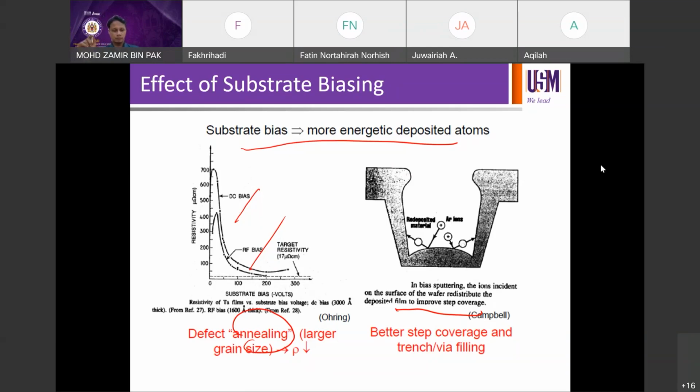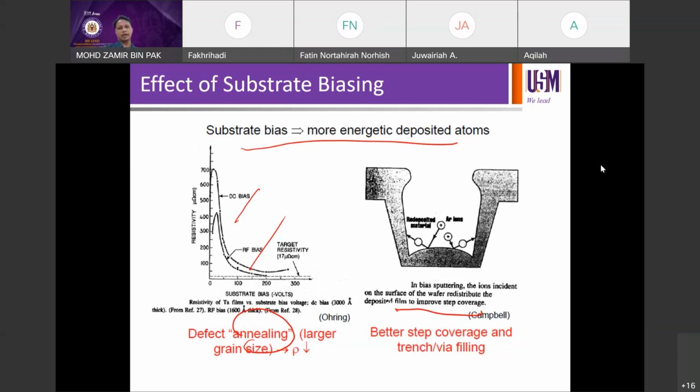So bila you introduce biasing, the bombardment of Ar plus to your sample can also result in high temperature punya nature. So bila you langgar, dia akan ada heat kan? Heat produced on the surface of the film, and that is considered as effectively annealing process as well. Okay, so dia akan introduce heat yang you akan dapat from typical conventional annealing process, but then this is from bombardment process, but that will equally produce heat as well. So that is effectively annealing, right?